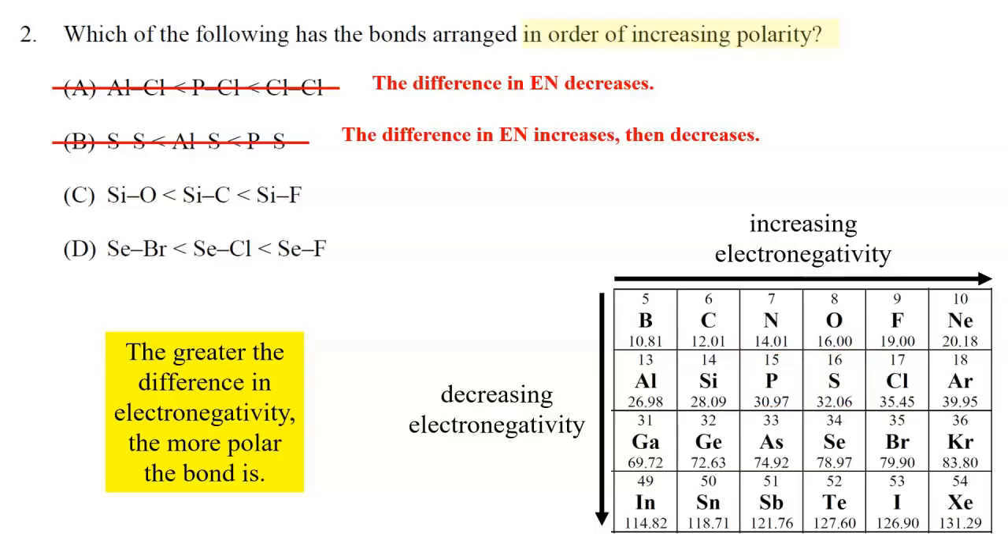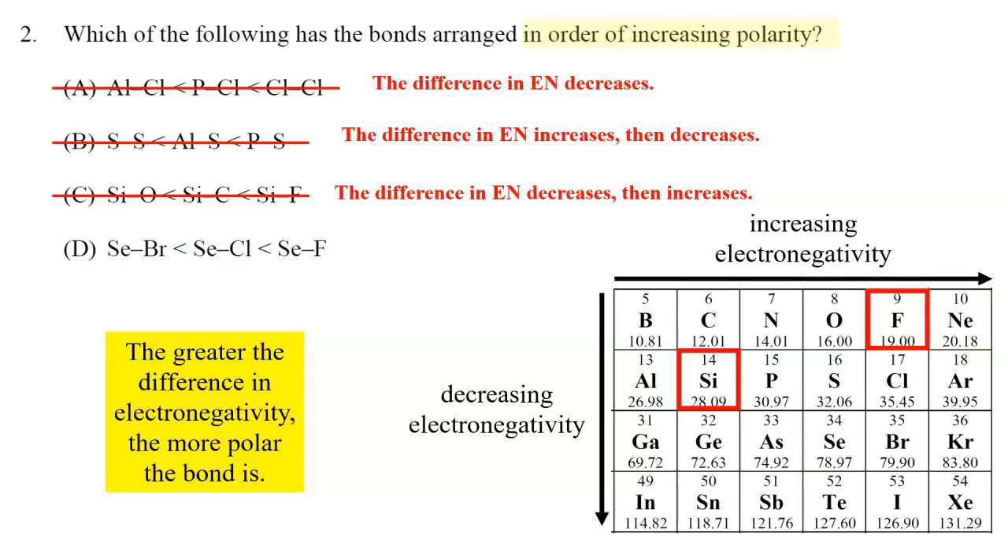Now, let's take a look at choice C. The first bond listed is between silicon and oxygen. Again, I'm highlighting the location of those elements on this slide. Now I have to move to the next bond, which is between silicon and carbon. So based on general trends, I can see that the difference in electronegativity between silicon and carbon is less than that between silicon and oxygen. And then when I move on to the silicon-fluorine bond, that would be a greater difference. So again, it's not consistent. I can eliminate choice C because the difference in electronegativity between the atoms decreases and then it increases.